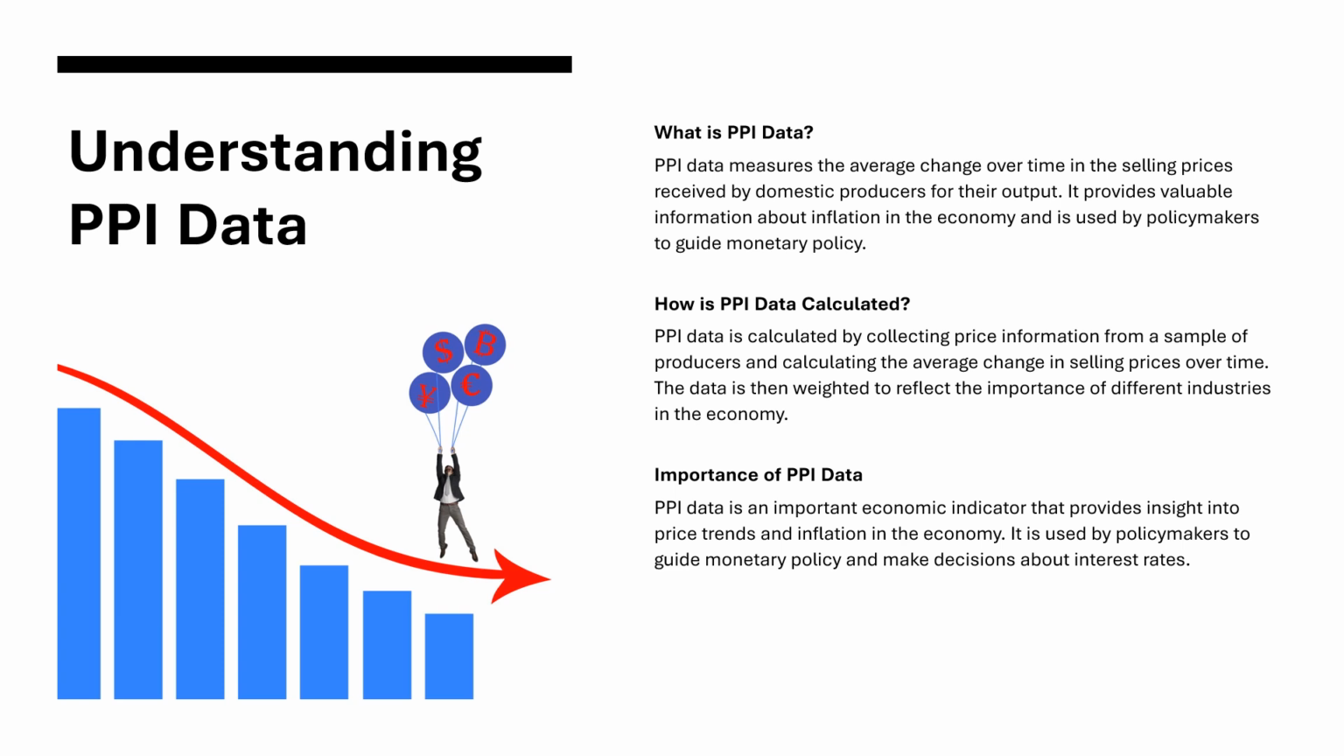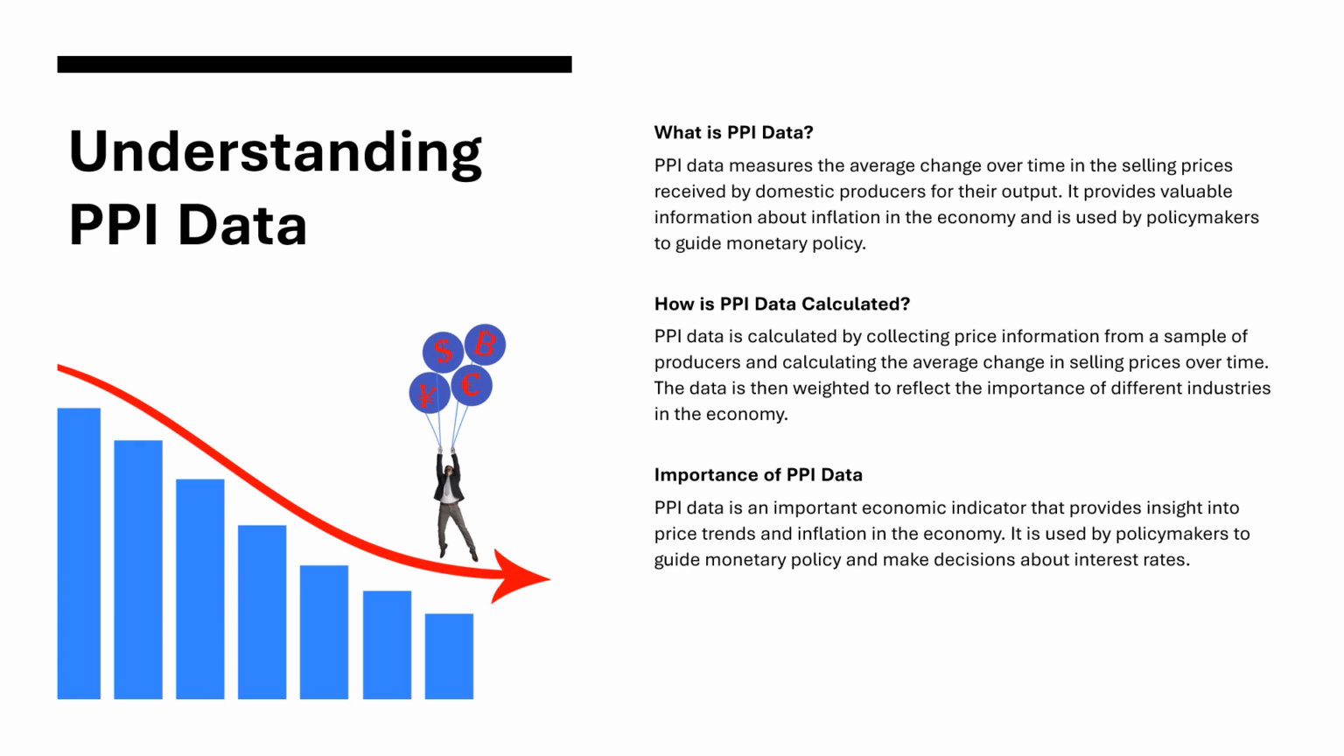Understanding PPI data. What is PPI data? PPI data measures the average change over time in the selling prices received by domestic producers for their output. It provides valuable information about inflation in the economy and is used by policymakers to guide monetary policy.